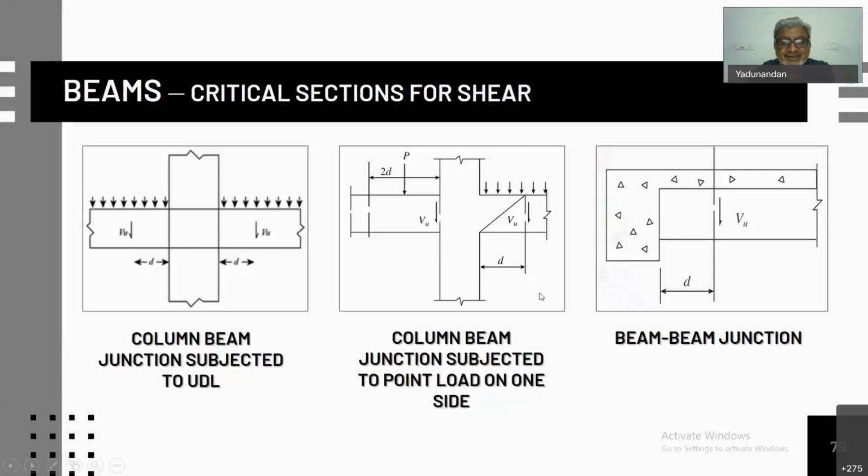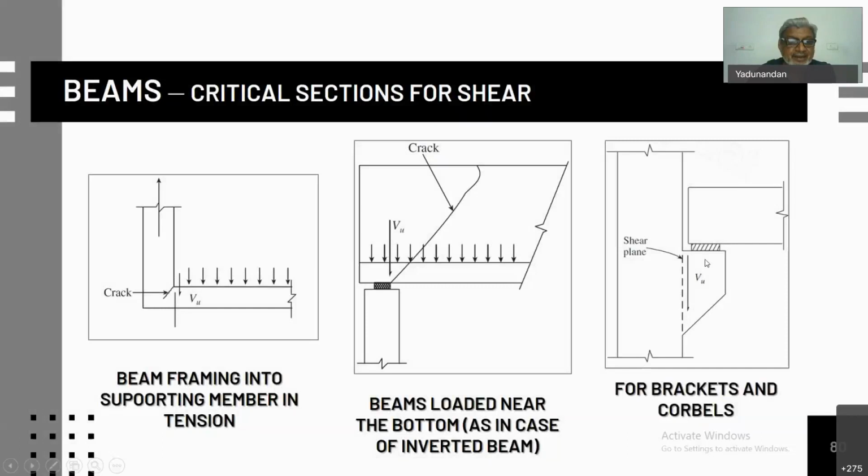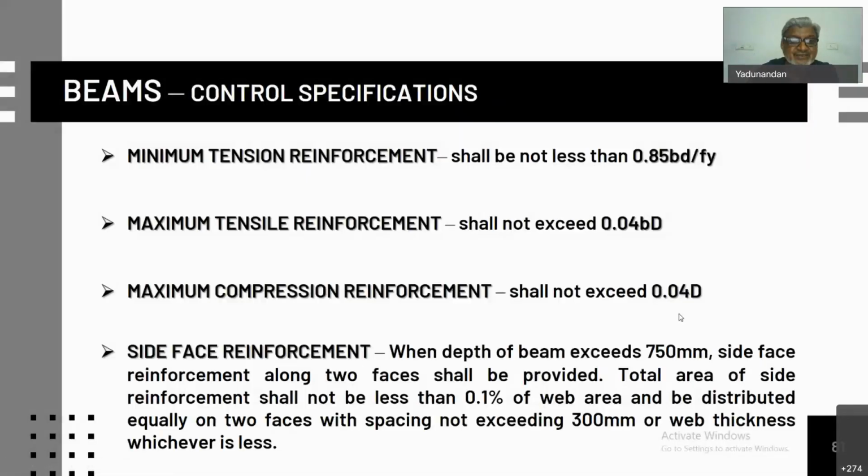Similarly, the critical section for shear is that the shear is considered at a distance d from the face of the support, where the shear will have a lesser value, and you can see that in continuous beams and column beam junctions, you can design it for that value at a distance d from the face of the support. But in cases where a beam is suspended from the top, or where the load is applied at the bottom, or for brackets and corbels where the load is transferred this way, in these conditions you consider the face of the support only.